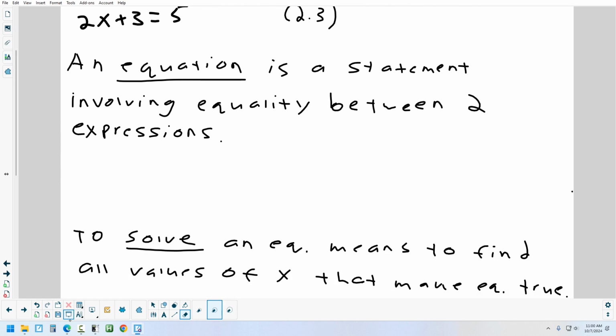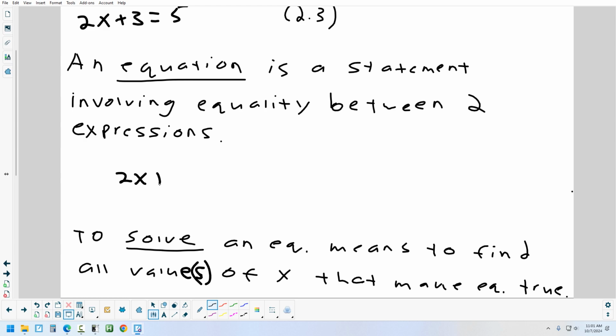So if I ask you to solve an equation, it means to find the value or values that make the equation true. So if I was going to take 2x plus 3 equals 5, and I said to solve it, you would subtract the 3 from both sides, divide by 2, and you get x equals 1. So that's what I'm looking for you to do when I ask you to solve an equation.